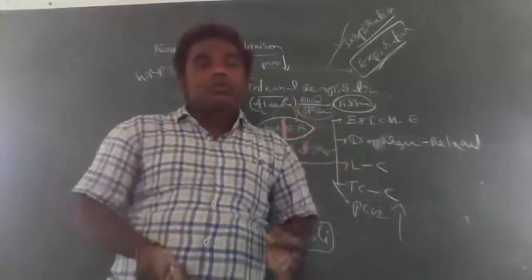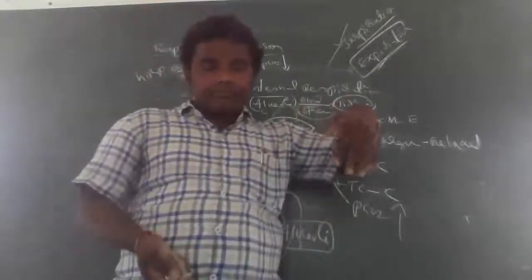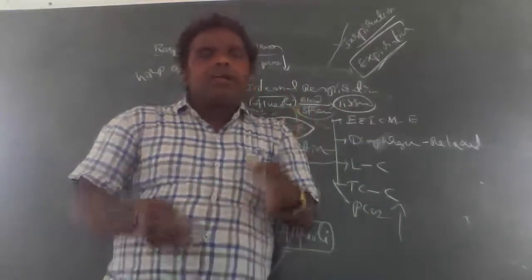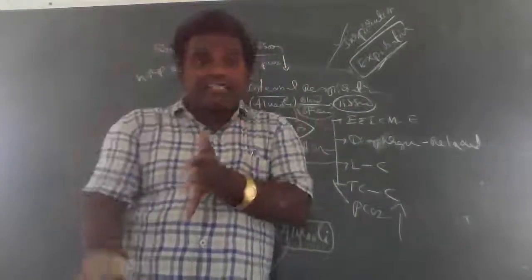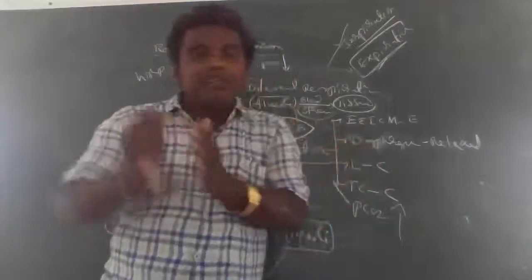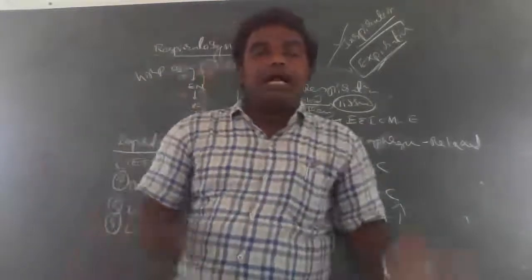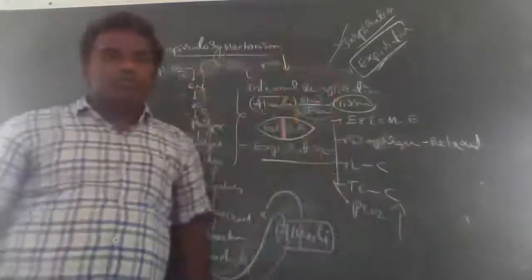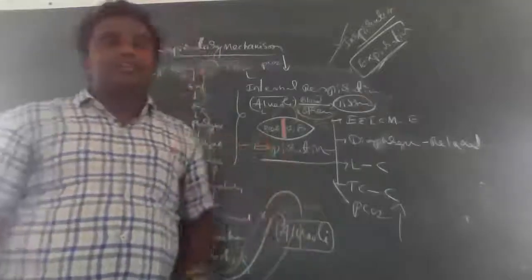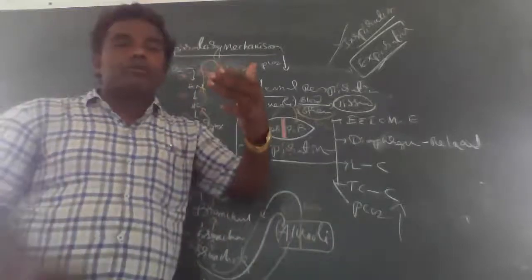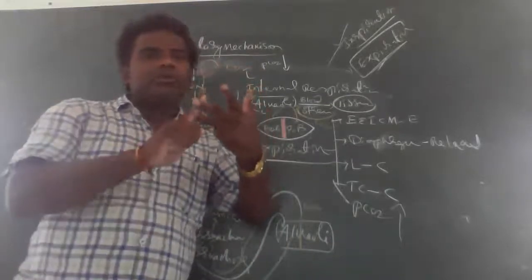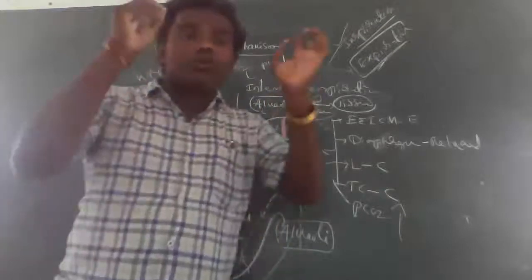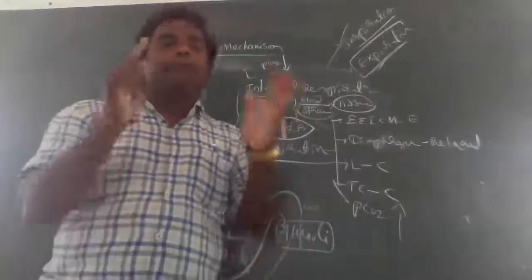Okay, now. So within the cell, what happens? The oxygen enters. The glucose is to be oxidized. Glucose should be oxidized to produce ATP energy. That respiration is called cellular respiration. Totally, respiratory mechanisms are mainly three types. Number 1, external respiration. Number 2, internal respiration. Number 3, cellular respiration. External respiration is called, remember one thing, breathing.